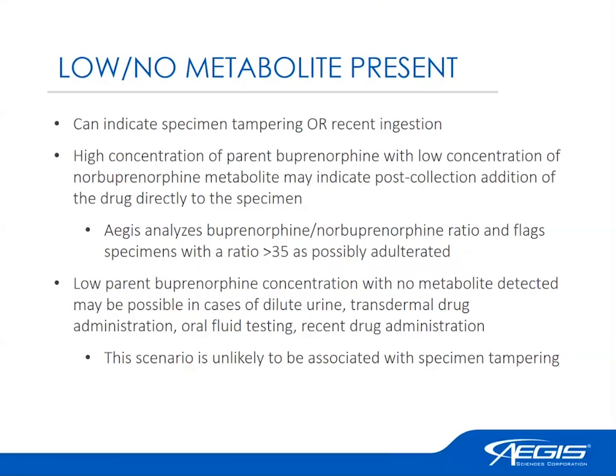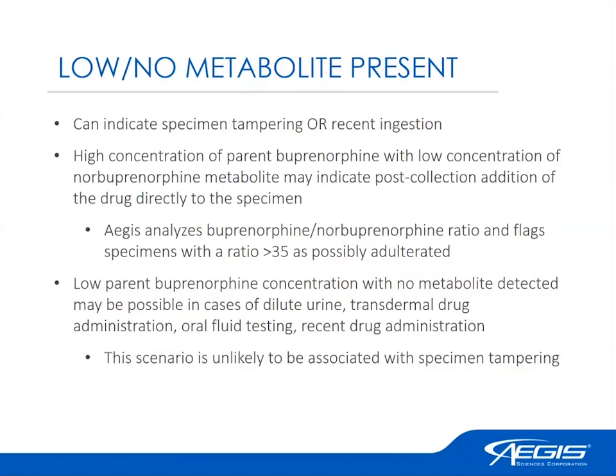If there is a low parent buprenorphine concentration with no metabolite detected, consider the impact of some of these other things, like dilute urine, or whether the patient is receiving a transdermal formulation, because as we recall, that can result in lower drug concentrations. Maybe it's an oral fluid test where, because of the way that drug is excreted in oral fluid, we don't always expect to detect metabolite, or perhaps recent drug administration. So depending on the patient's circumstances, several of these factors could be impacting why we're seeing a low parent drug concentration and no metabolite detected. So this type of scenario is unlikely to be a result of tampering.